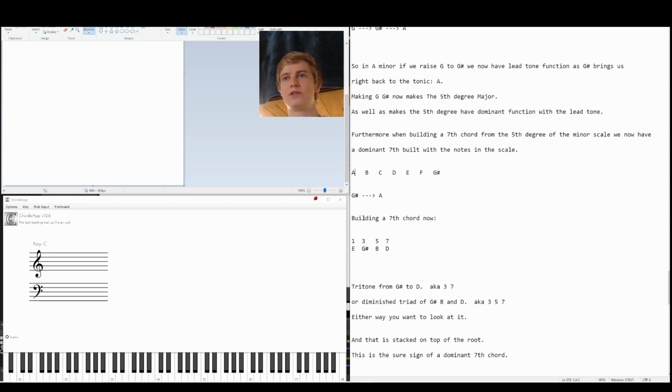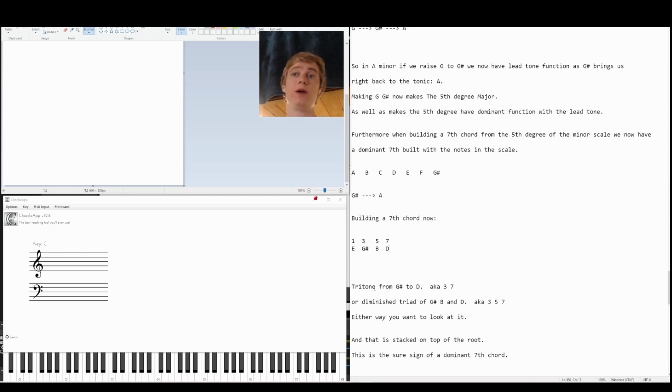So now if we build a 7th chord from that 5th degree, we're going to start on C here, and we're going to go up every other note, which is going to give us our chord. So we're going to have E, which brings us to G, which is our 3rd note, you see? And then we have B, and then we have D. So as you can see, there's our lead tone in that dominant chord.